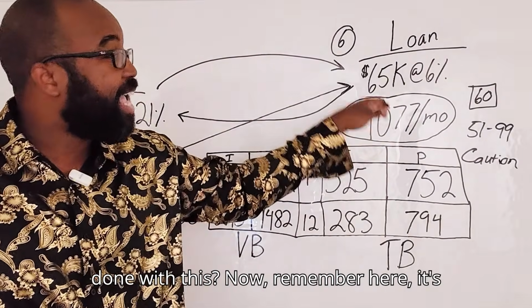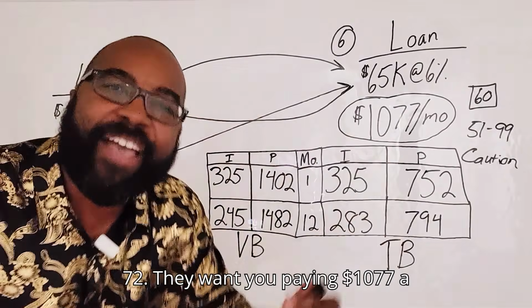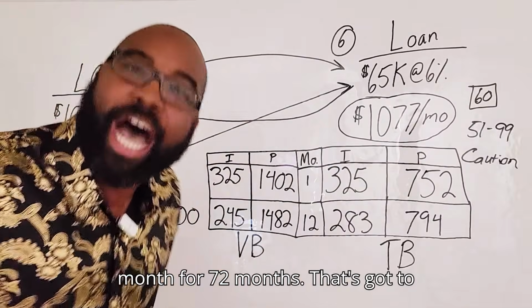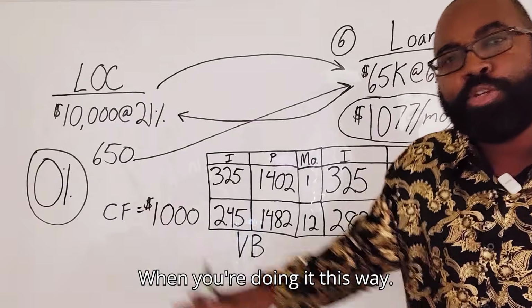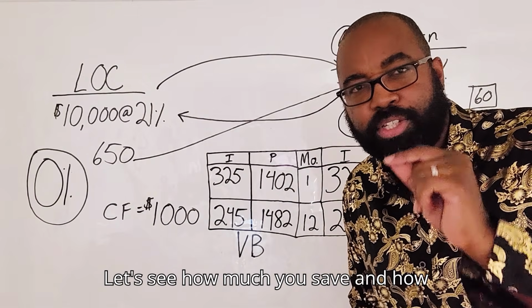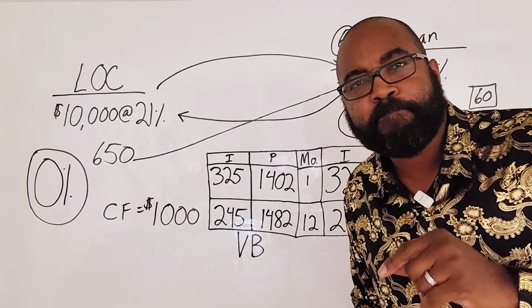They want you paying $1,077 a month for 72 months. That's got to be over $70,000. However, when you're doing it this way, let's see how much you save and how much interest you're paying out.